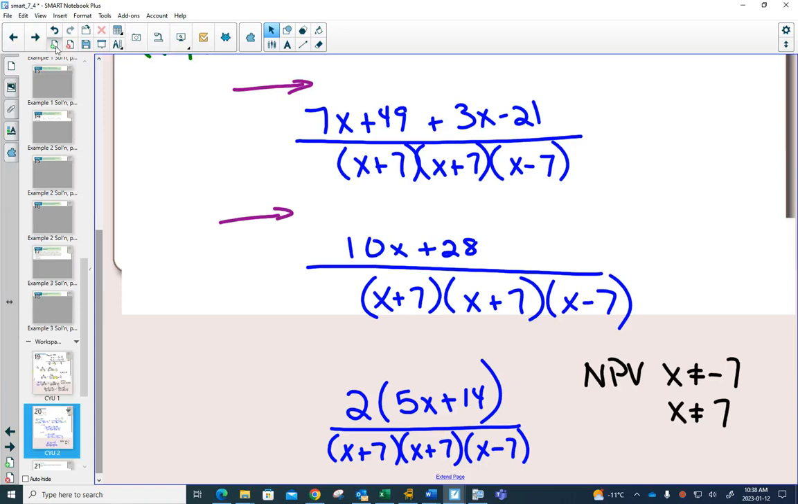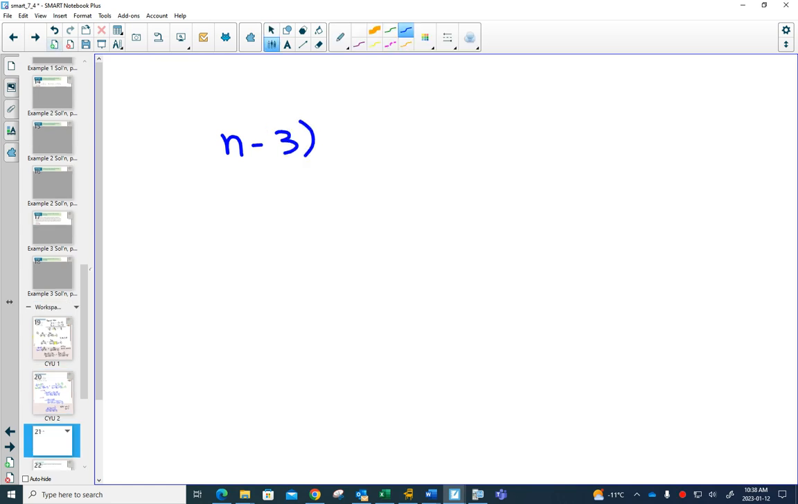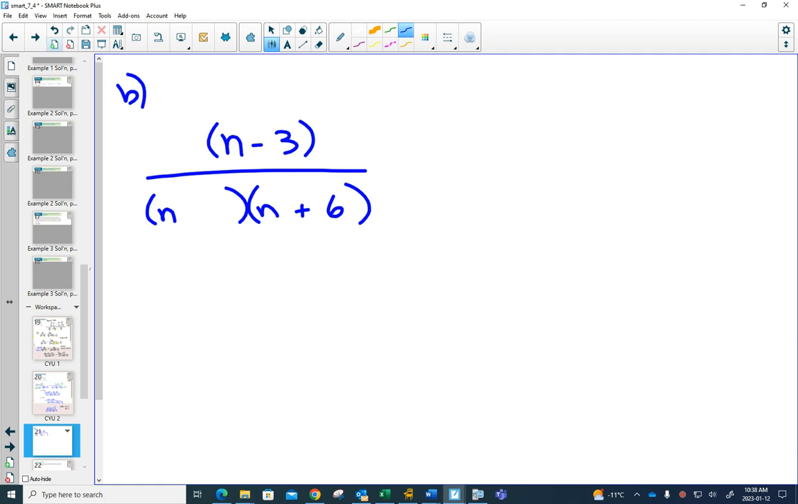In part B, we need to factor first. So we had an n minus 3 on the top. And on the bottom, you have n squared plus 3n minus 18. It's going to be n and n. Minus 18 and plus 3 would be plus 6 and minus 3. For the second one, minus sign.